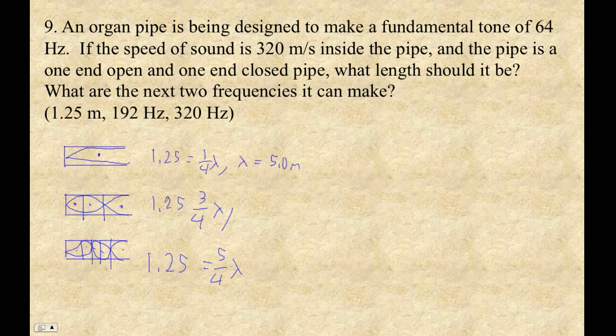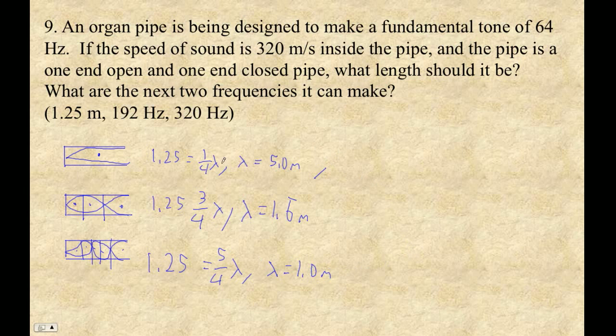So here the wavelength would be 4/3 of 1.25. So 1.25 times 4 divided by 3 is 1.6 repeating. And then here the wavelength is going to be 4/5 of this guy. So 1.25 times 4 divided by 5 is 1. Lambda is 1 meter.